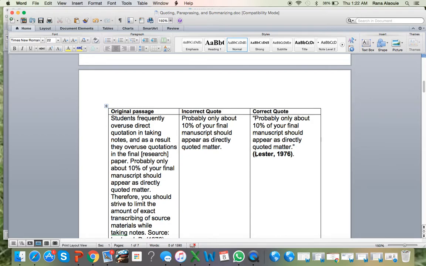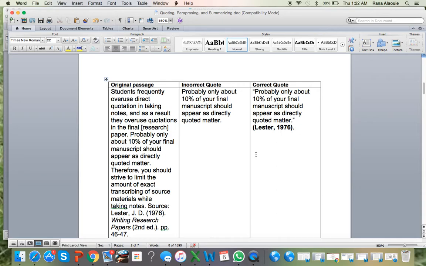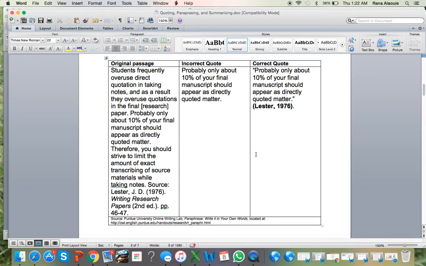Okay, let's look at this original passage right here. Students frequently overuse direct quotations in taking notes, and as a result, they overuse quotations in the final research paper. Probably only 10% of your final manuscript should appear as directly quoted matter. Therefore, you should strive to limit the amount of exact transcribing of source materials while taking notes. And I put the source of where I got that from because this is literally just verbatim. I got it from Purdue.